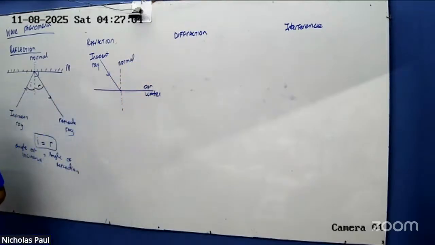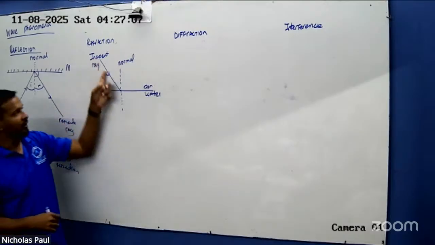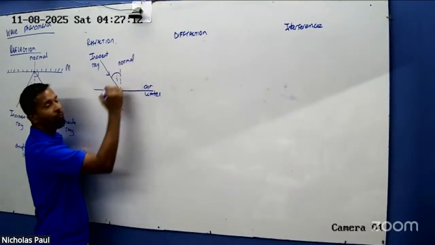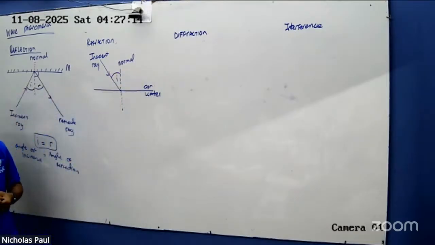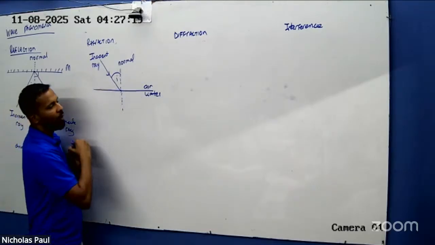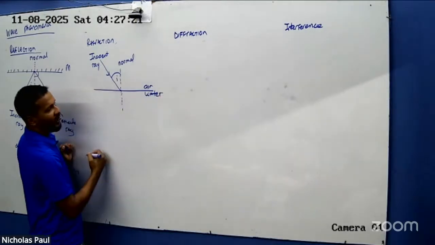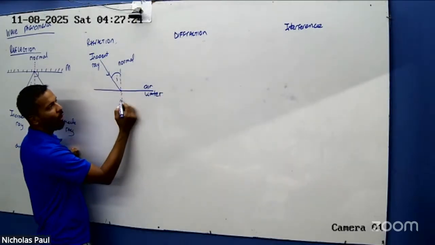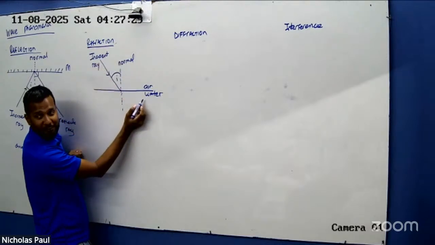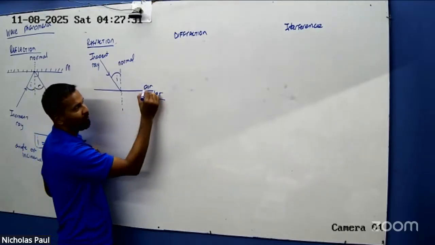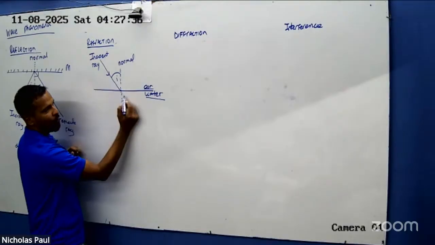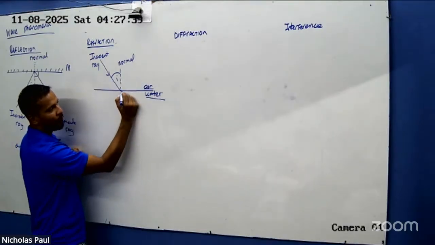What would normally happen? Based on reflection, the ray would have come up here, right? Just in refraction, what does happen? Instead of the ray going in a straight line and passing through here, the ray undergoes something called refraction, where it slows down in the denser medium, right? Water is more dense than air. So because water is more dense, the ray begins to slow down and come towards the normal.